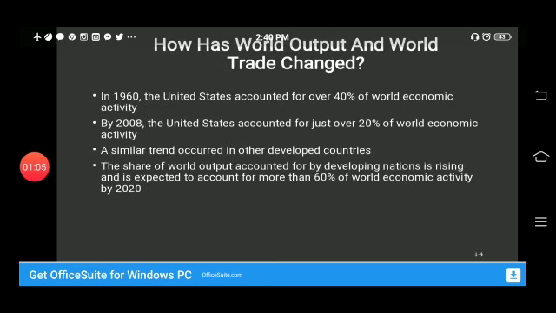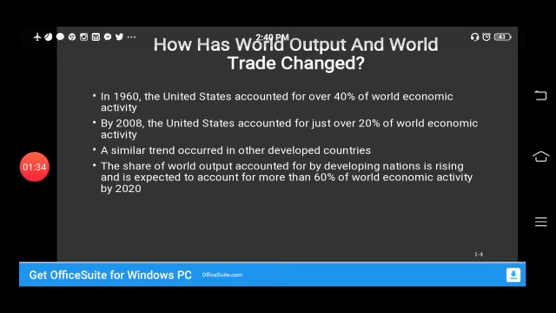How has world output and world trade changed? The first trend is change in the world output and the world trade. In the 1960s, the US dominated the world economy and the world trade picture. US multinational companies were powerful, and because of the Cold War, a significant portion of the world was off limits to the Western companies.